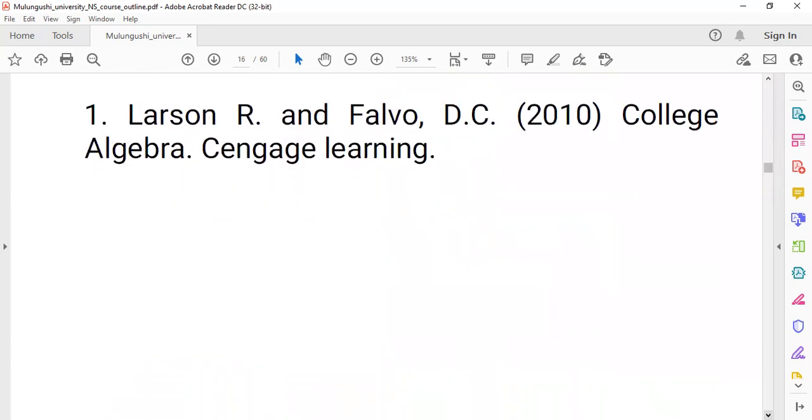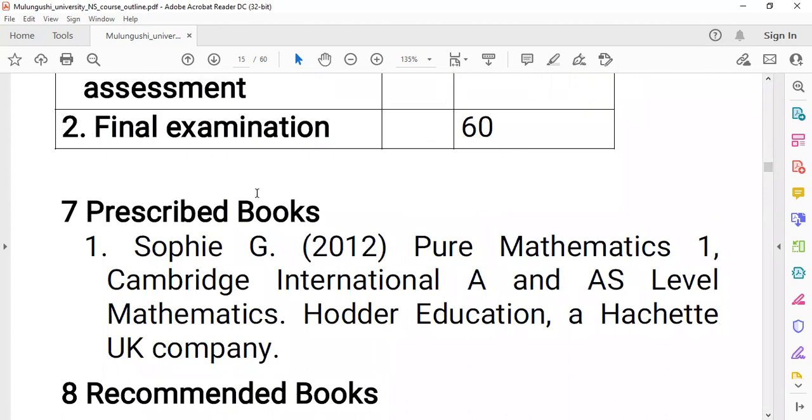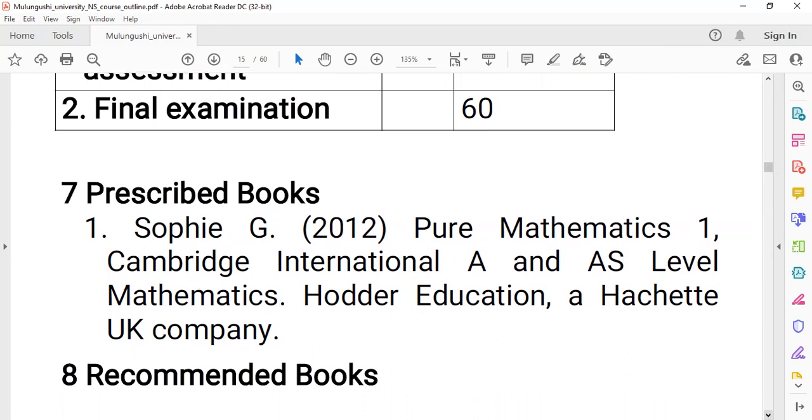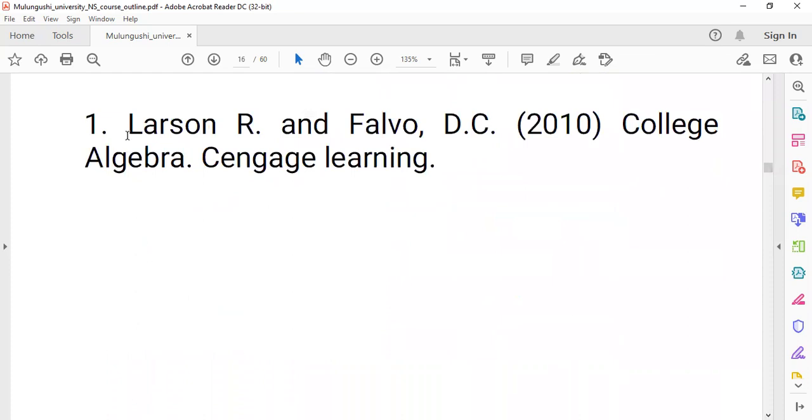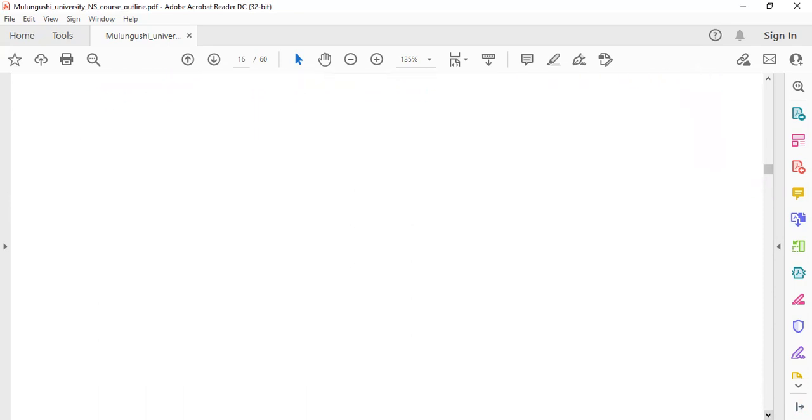The prescribed books for mathematics are also in my collection. You can just comment which book specifically you want. From Sophie G, Pure Mathematics 1, Cambridge International AS and A Level Mathematics, a Hachette UK company, but also the recommended book, College Algebra. All these books are there in my collection. You can just comment the book, and I can send you a link for Drive, and then you can download.